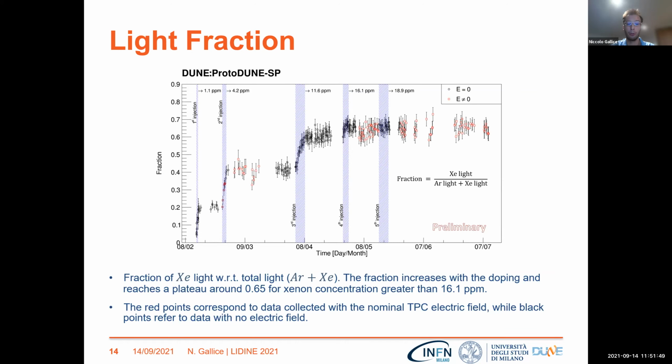The red points correspond to the data collected with a nominal TPC electric field, while the black points refer to data with no electric field. As you can see, it is expected that there is no change between the two situations.